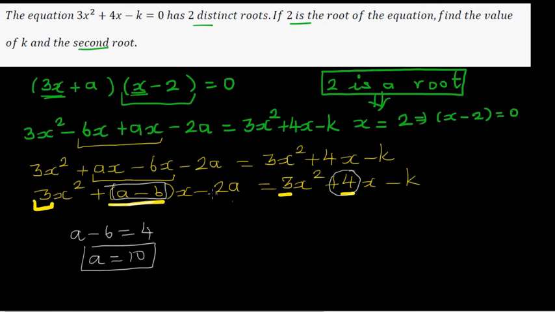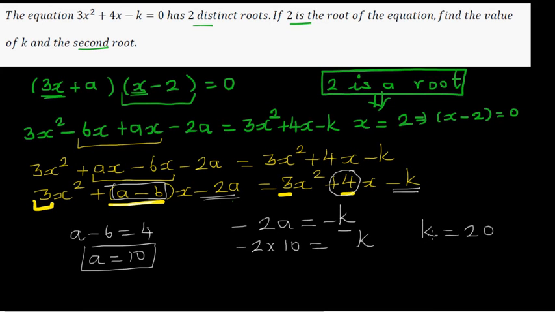So what's the next comparison? I can say minus 2a is equal to minus k. That means minus 2 times a, which is 10, is equal to minus k. So that means k is 20. So that's the first question. You have to figure out what a and k are. So k is 20.